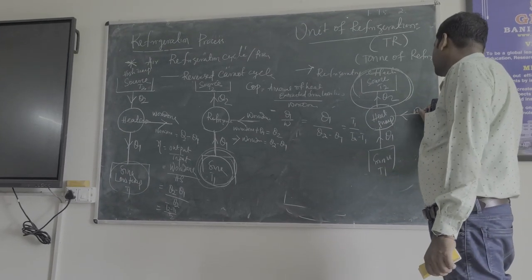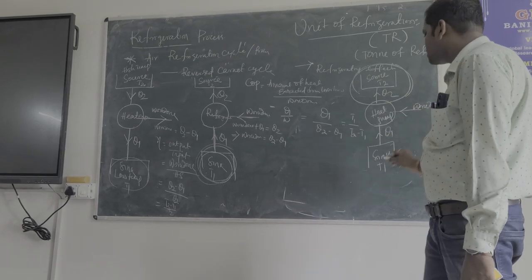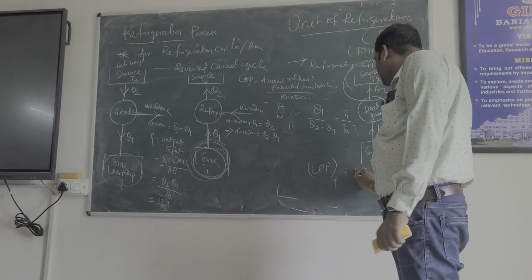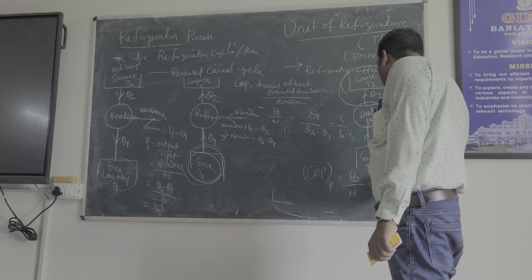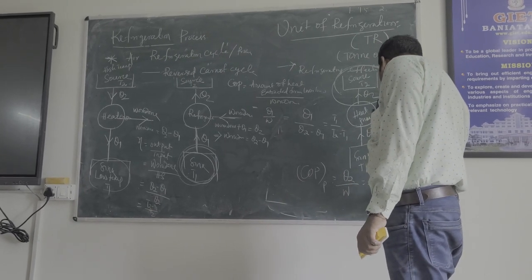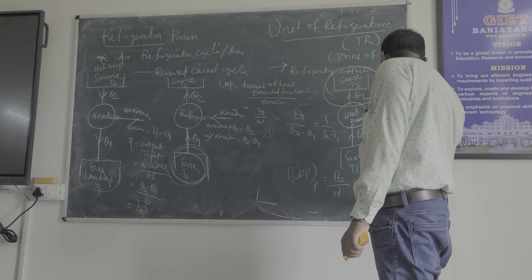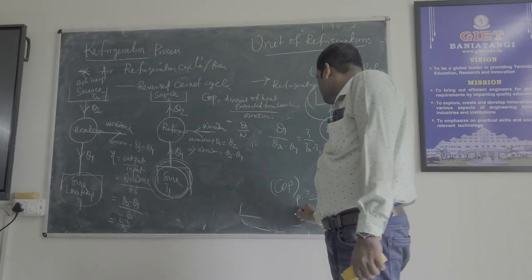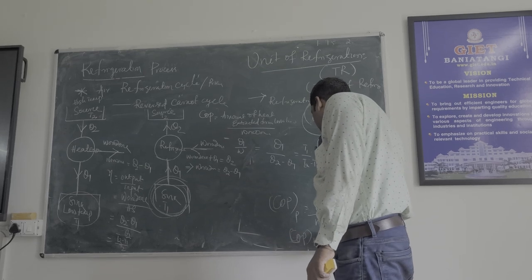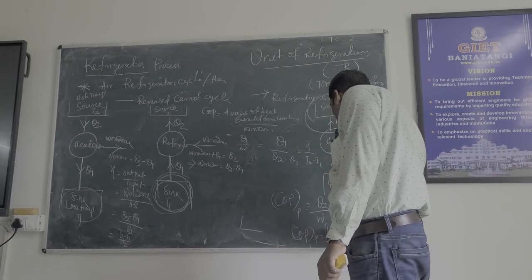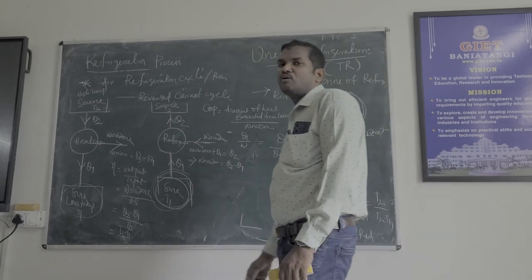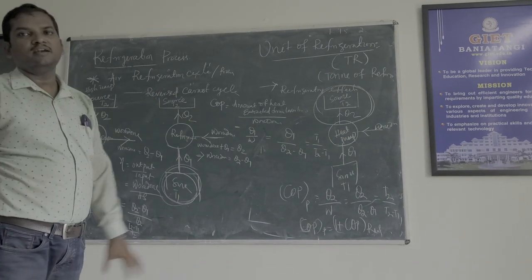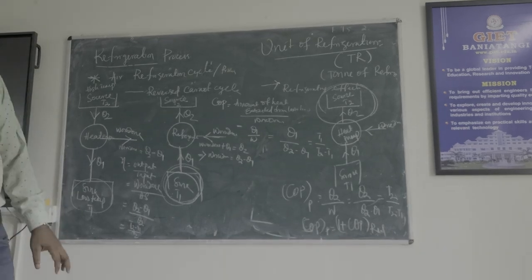Same case for a heat pump, we have to find out the COP of a heat pump. COP of a heat pump is equal to Q2, the amount of heat delivered to the hot body, divided by W, or equals Q2 by Q2 minus Q1, or equals T2 by T2 minus T1. COP of a heat pump is equal to 1 plus COP of refrigerator. These are all the basic points of comparison between heat pump, refrigerator, and heat engine.